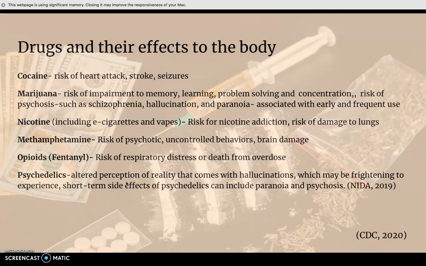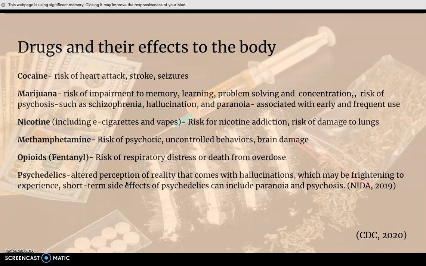So moving on to the next one, methamphetamine. This drug has a risk of psychotic, uncontrolled behaviors and brain damage. Opioids carry a risk of respiratory distress or death from overdose. A big one is fentanyl. This one is a leading cause of overdoses. A lot of people are becoming homeless, or homeless people are using it and overdosing from it. This is why it's also important to carry Narcan. If you ever see anyone that's overdosed from a drug like this, you could save a life by carrying Narcan with you.